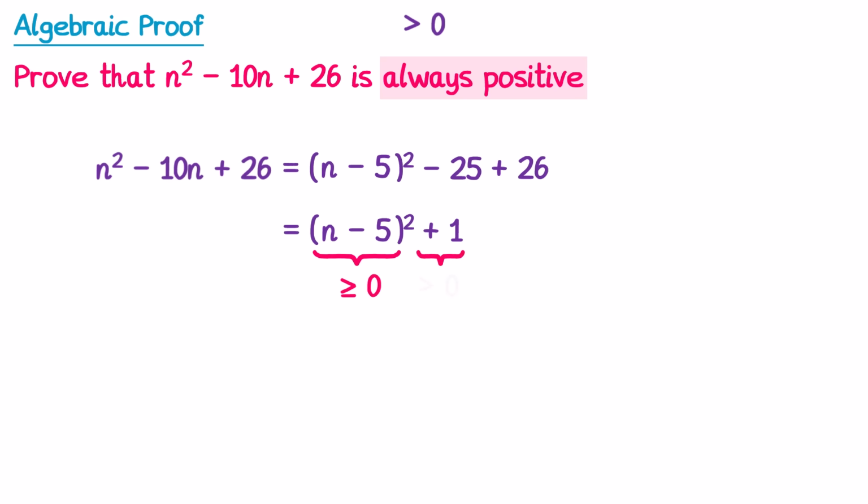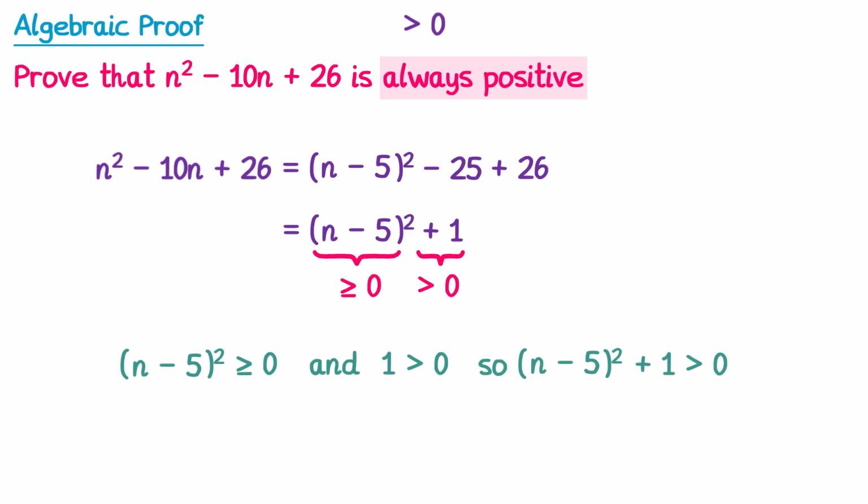Positive 1 is obviously greater than 0. So what we have here is a number that's greater than or equal to 0, plus a positive number, which must be a positive number. So we can finish this proof by writing n minus 5 all squared is greater than or equal to 0, 1 is greater than 0, so n minus 5 all squared plus 1 must be greater than 0, which means it's positive. And now let's look at one more proof, which is a harder version of this one.